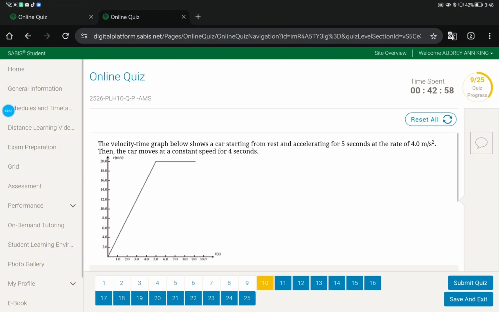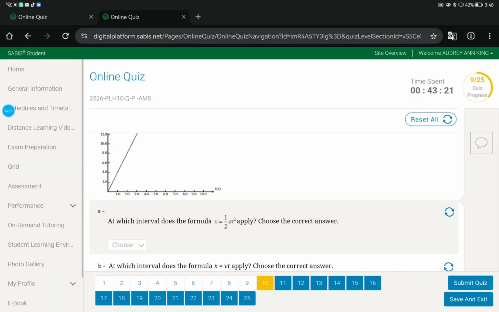The velocity time graph below shows a car starting from rest and accelerating for 5 seconds at the rate of 4 meters per second squared. Then the car moves at a constant speed for 4 seconds. At which interval does the formula x equals half of at squared apply? Okay, this also came last week.